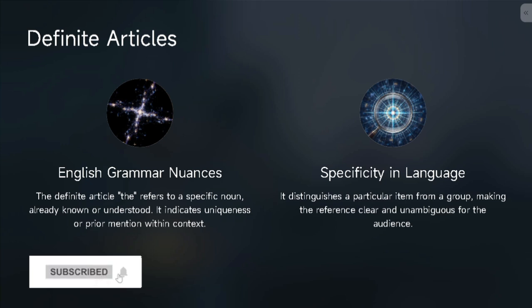So we move on to the second topic, that is definite articles. As I said, articles in English grammar are of two types. One is the definite article and the other one is the indefinite article. So we are starting with the first category, that is definite articles. As the word says, definite is self-explanatory. Definite is when you are saying something specific about something.